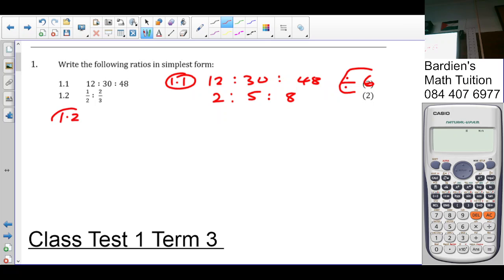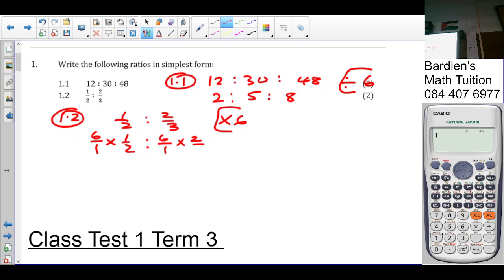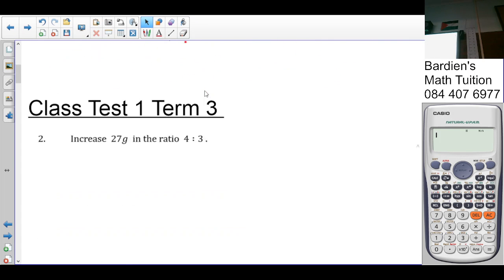Let's look at 1.2. So 1 over 2 is to 2 over 3. What's my LCM here? 6. So I multiply it by 6 over 1. So 6 over 1 times 1 over 2, and 6 over 1 times 2 over 3. 2 goes into 2 once, 2 goes into 6 thrice. So 3 times 1 is 3 over 1, which is 3. 3 goes into 3 once, 3 goes into 6 twice. 2 times 2 is 4. So 3 is to 4. Okay? Any confusion here? No?